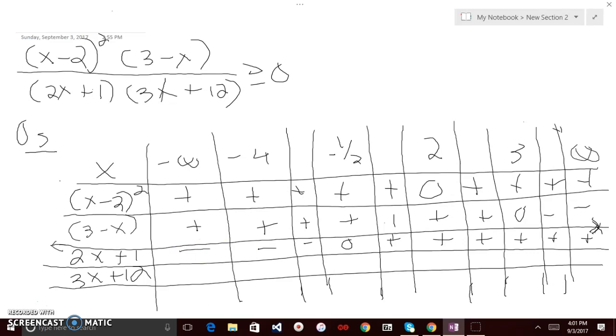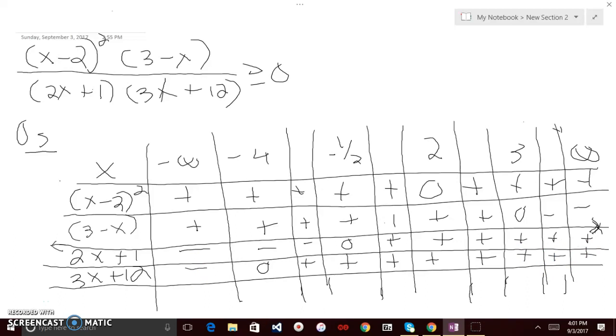Now 3x plus 12, the 0 for this one is negative 4, my bad. So let's try putting in a less negative number than negative 4, negative 3 for example. You get 3, so that's positive. So everything to the right of the 0 is positive, and everything to the left is negative.